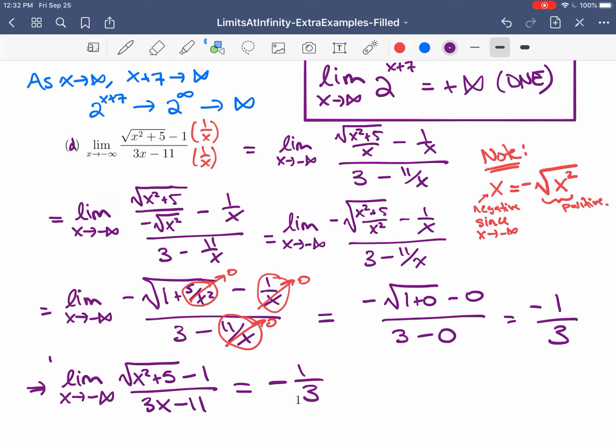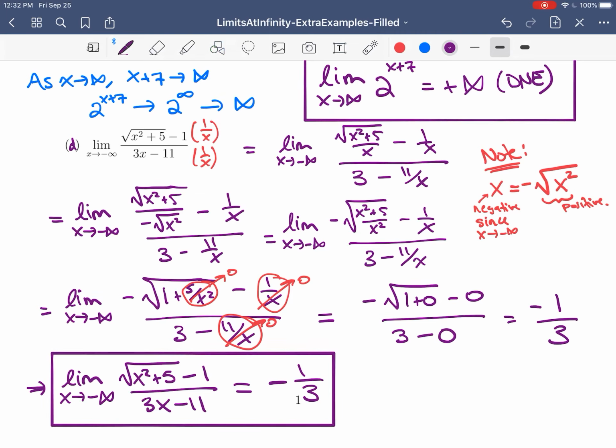Okay, that's a tough one because you had to realize that since we're going to negative infinity, the x's we're working with are going to be negative. So that makes this rule here a little bit more complicated. So x is not actually equal to the square root of x squared. That gives you absolute value of x. Because it's negative, we needed the negative out front. And that's why we have at the end a negative 1/3. So those are a few limits at infinity, as x is approaching plus or minus infinity.